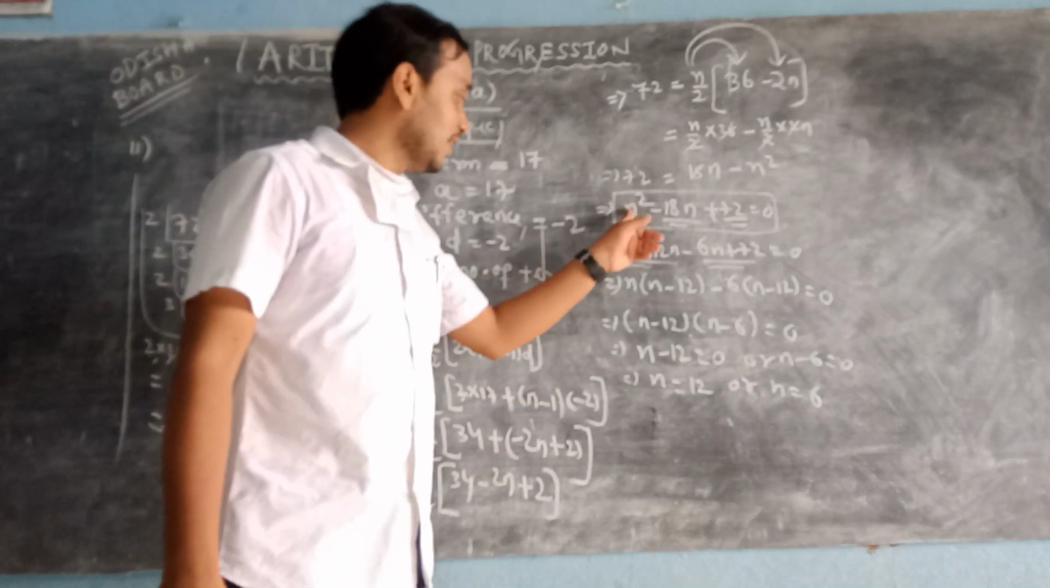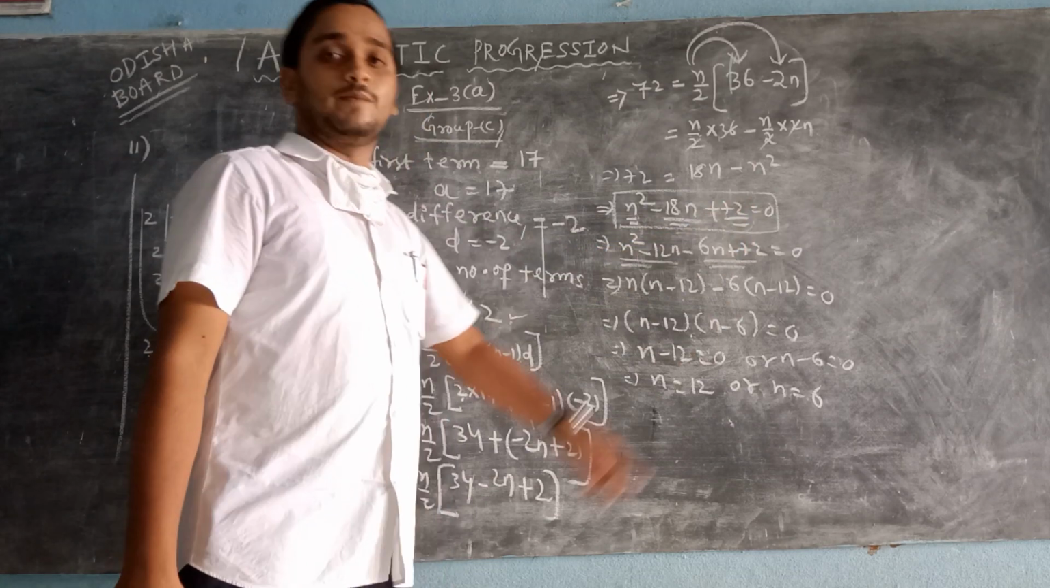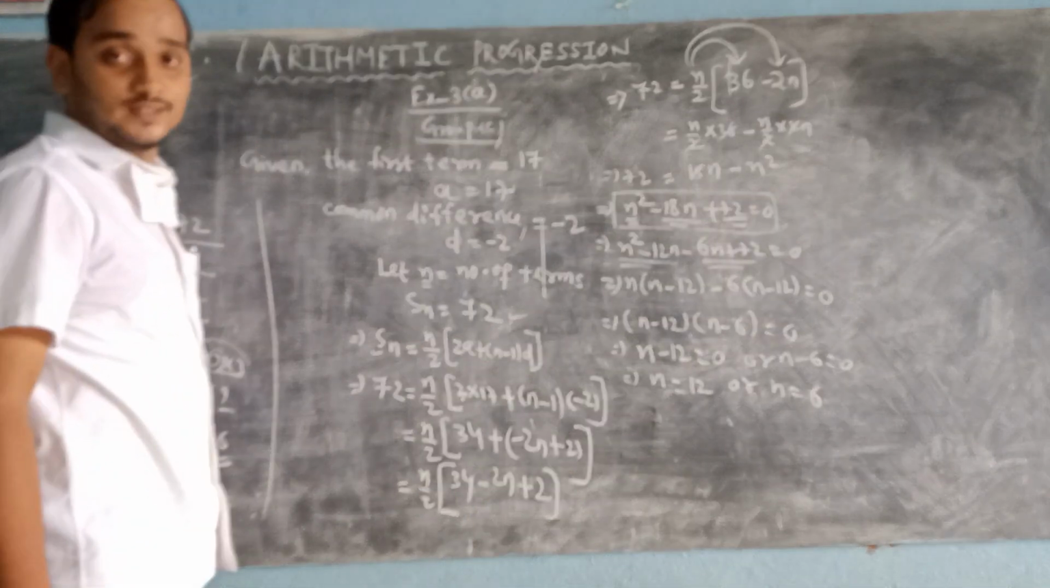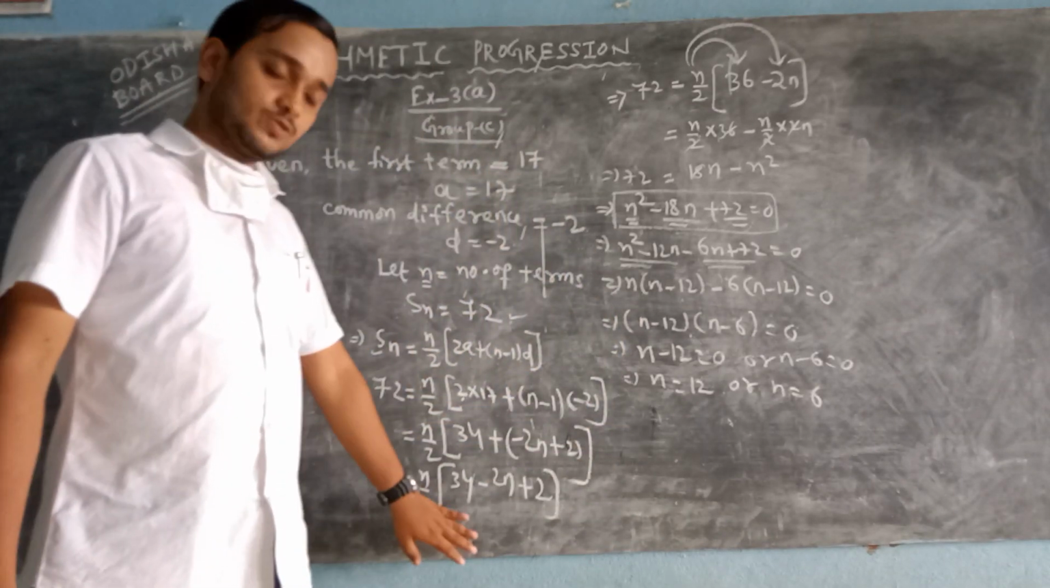of c, because this is ax square minus bx plus c. To find the LCM of c, we will find the two numbers like this. Okay, all of you got this point? Note it down in your notes.